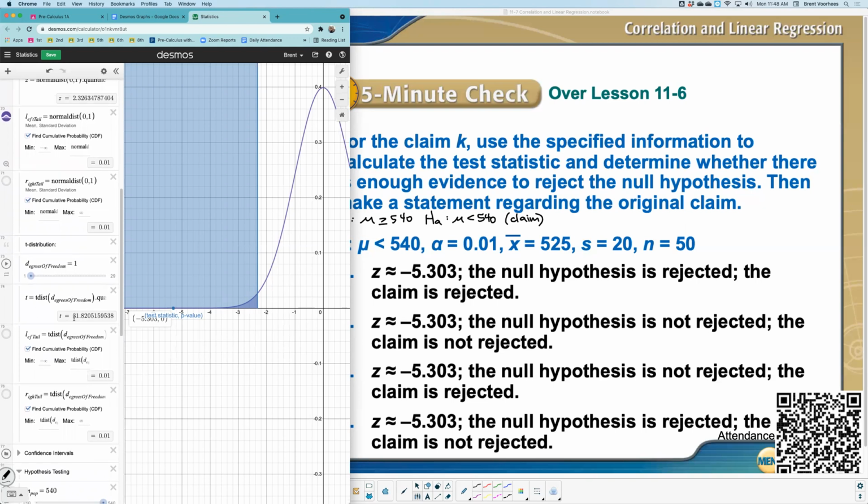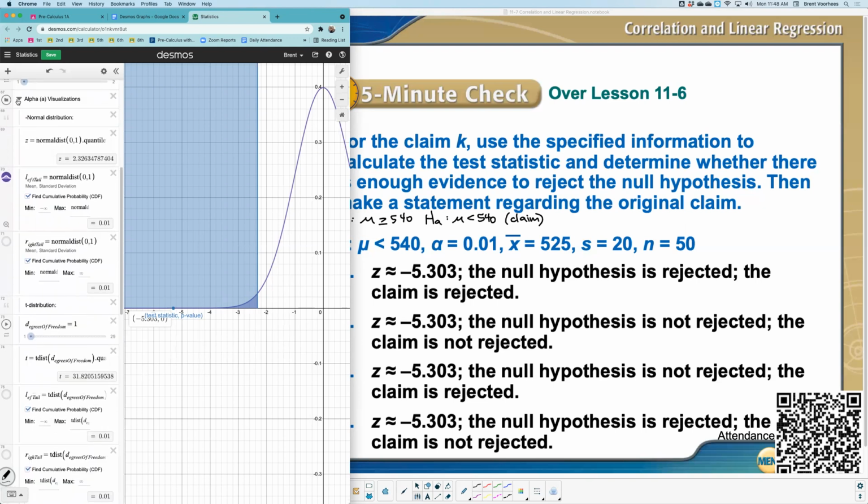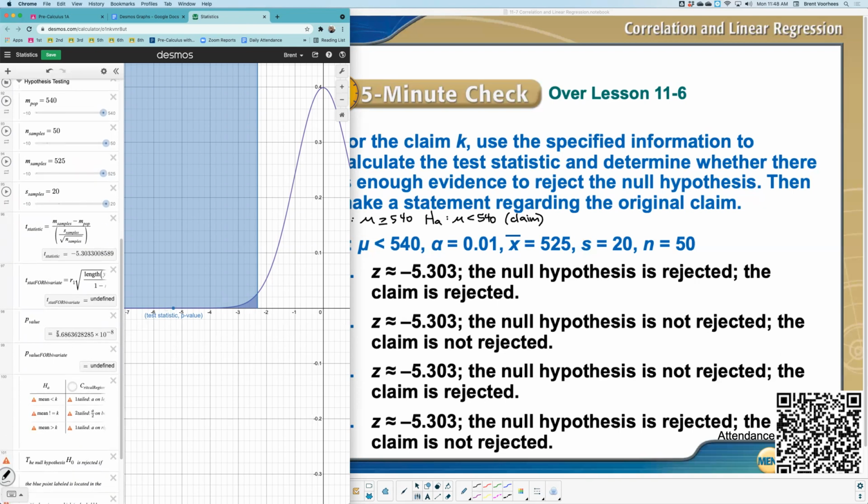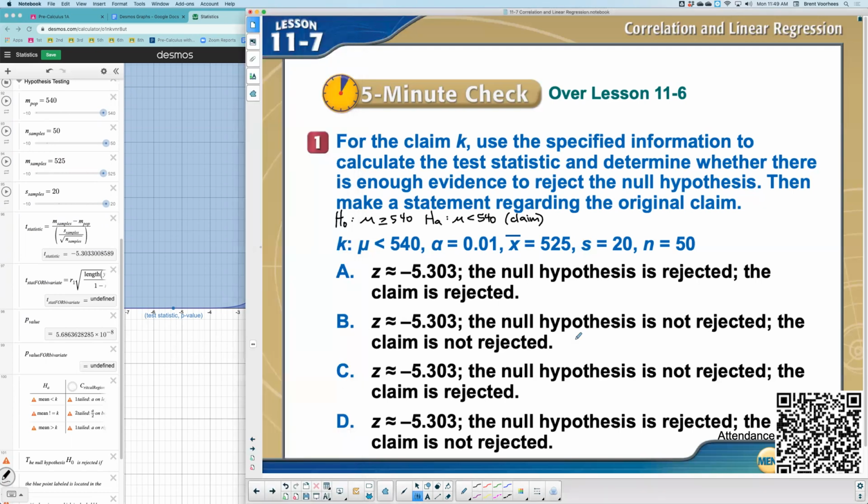Where is my p-value? Sorry, I'm in the alpha visualizations. Let's come back down here to hypothesis testing, and the p-value it says is, wow, this is basically 7 zeros before 5. 0.00000000568, and so on and so forth. It's an extremely small number. That is definitely less than 0.1. For that reason, we're going to reject the null hypothesis.